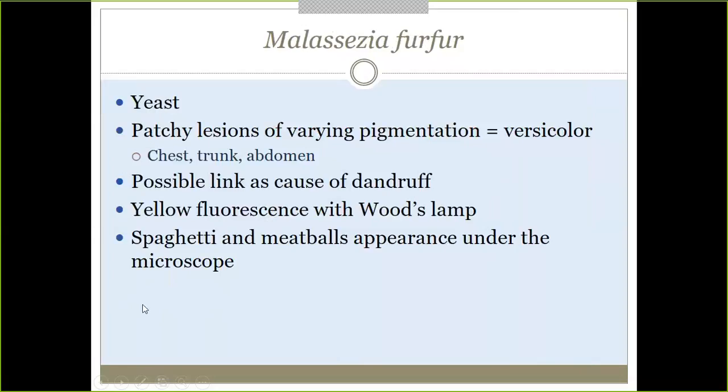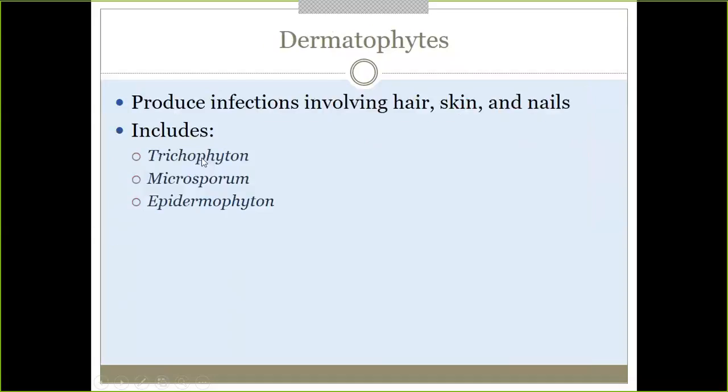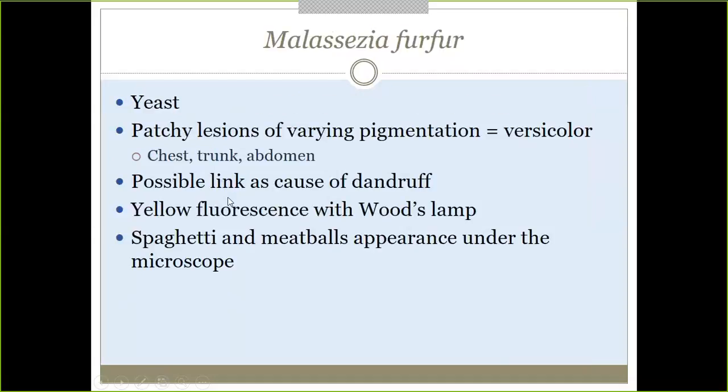All right. I did not mention this on this slide here, but it is important for you to remember Malassezia furfur. Malassezia furfur is a yeast, and it definitely involves the skin. That's why it's still part of this. It's actually lesions on the chest, trunk, and abdomen. Basically, this yeast has a very unique, what we call spaghetti and meatball appearance under the microscope. It's very well known for, again, immunocompromised patients. So please make sure you remember Malassezia furfur. Remember, it's a yeast, and that it has this spaghetti and meatball appearance.